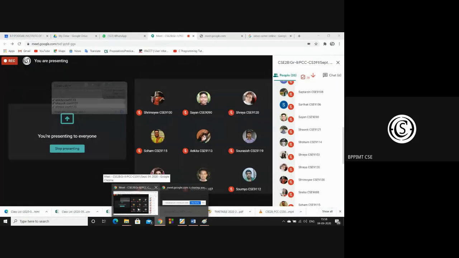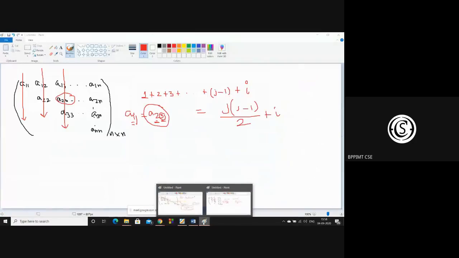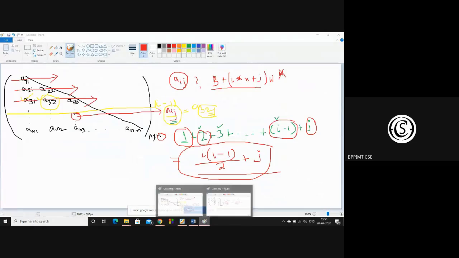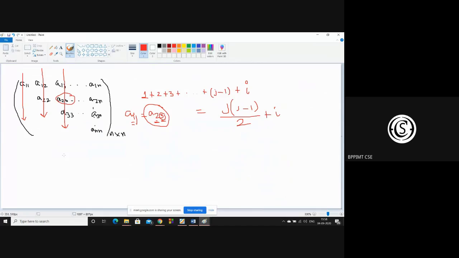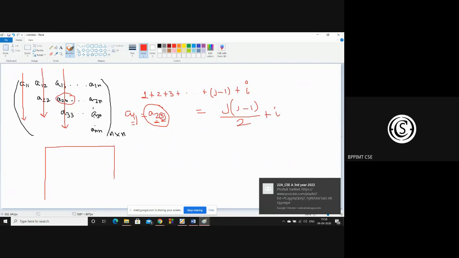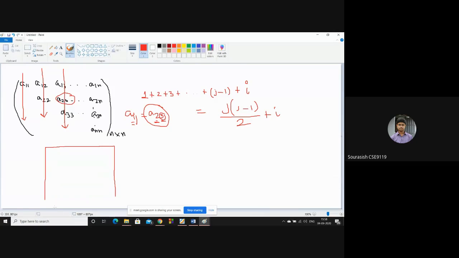Now, what are the formulas for row major order and column major order? Anyone? The formula for any matrix. Formula for any particular matrix or for a sparse matrix? For any matrix. It's B plus W. Please be louder.